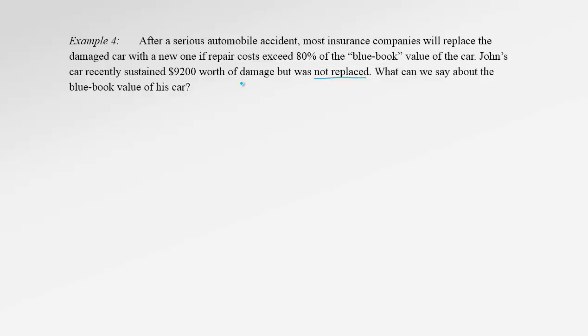Well, since the question asks us about the Blue Book value, then we need to introduce a variable for it. Let B represent the Blue Book value. Then what do we know about the B value? Since John's car was not replaced, then the cost of repair, $9,200, did not exceed 80% of the B value. So let's try to write it down. The cost $9,200 did not exceed. That means it's not bigger, therefore is smaller or equal. 80% corresponds to 0.8. Of corresponds to multiplication, and Blue Book value is our B. So 9,200 is smaller or equal than 0.8B.